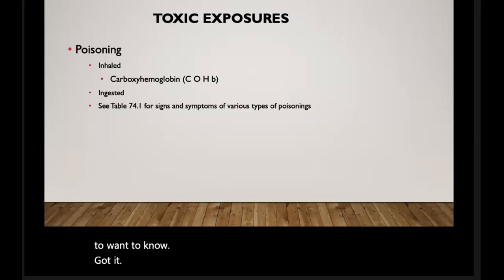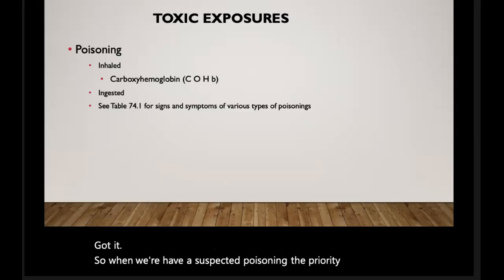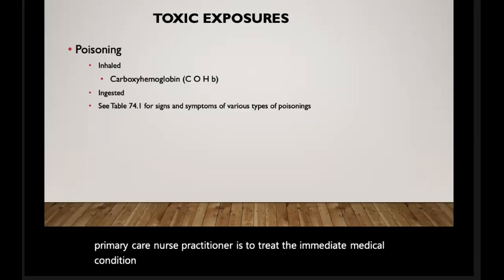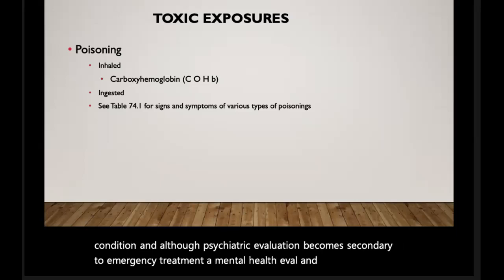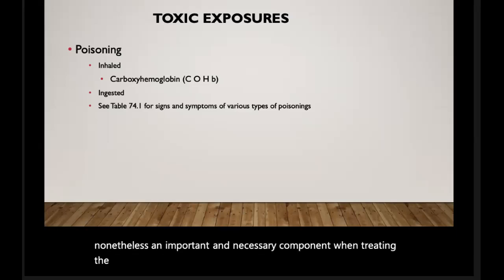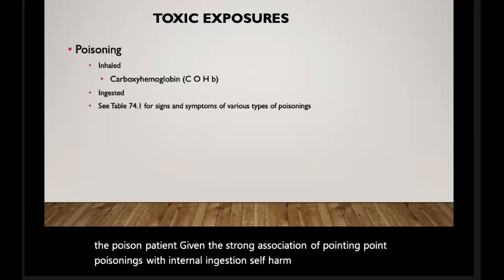So when we have a suspected poisoning, the priority of the primary care nurse practitioner is to treat the immediate medical condition. And although psychiatric evaluation becomes secondary to emergency treatment, a mental health evaluation and treatment is nonetheless an important and necessary component when treating the poisoned patient, given the strong association of poisonings with internal ingestion, self-harm, depression, and most importantly, suicide.